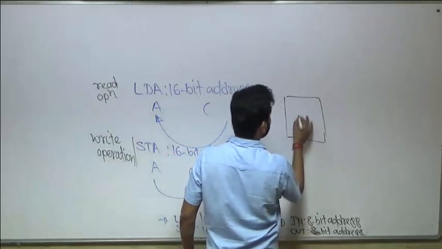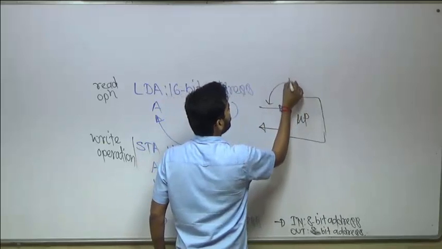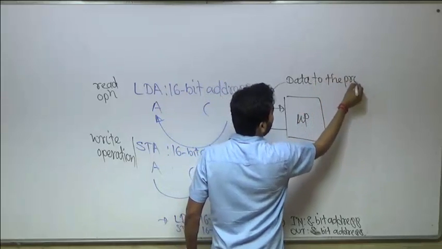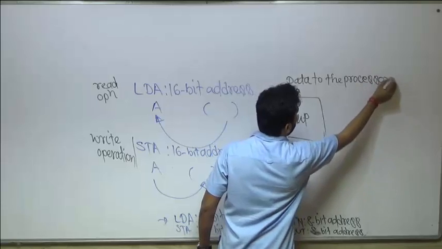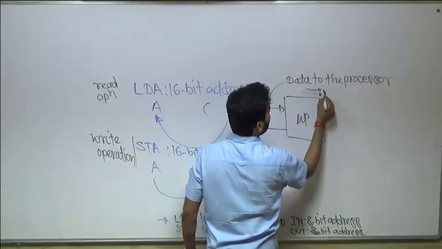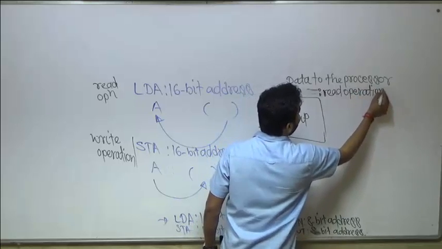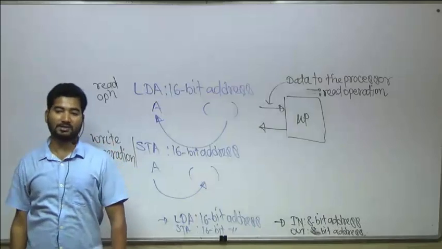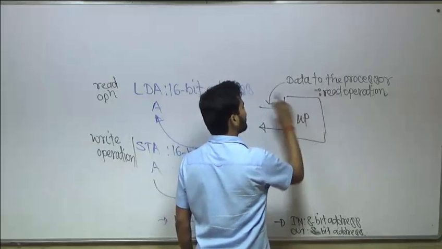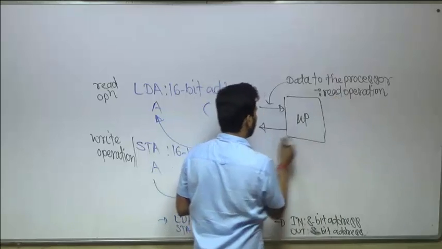Data to the processor is equivalent to a read operation. Reading and writing operations are defined with respect to the processor, not with respect to the person. Data to the processor means the processor is reading something. This is equivalent to a read operation.